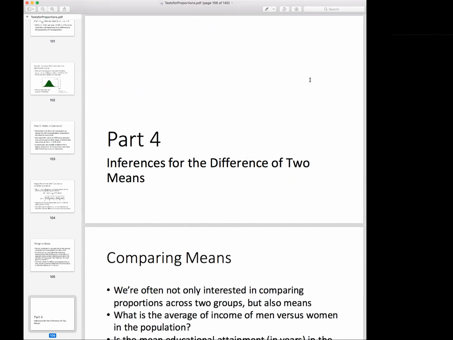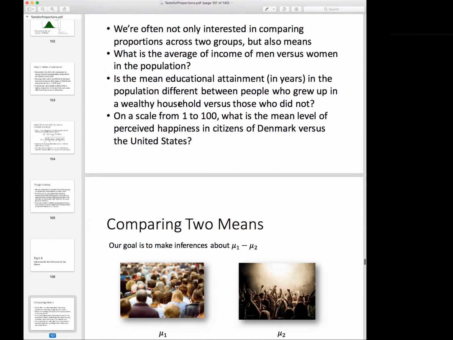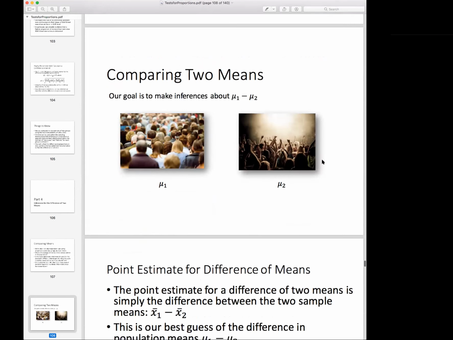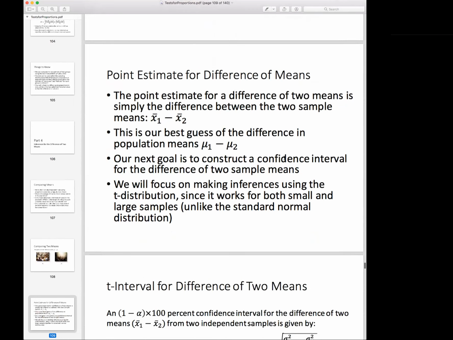So finally, we can make inferences for the difference of two means as well. So not only can we take the difference of proportions, but we could also run a test by taking the difference of two means. So in this case, we're looking at educational attainment in years, in people who grew up in a wealthy household and those who did not. So we're looking at inferences of mu1 minus mu2. So we're going to substitute that with the sample means, x bar 1 minus x bar 2.